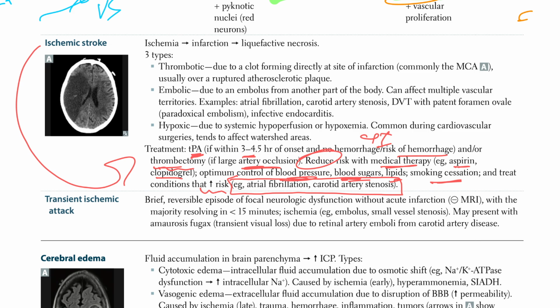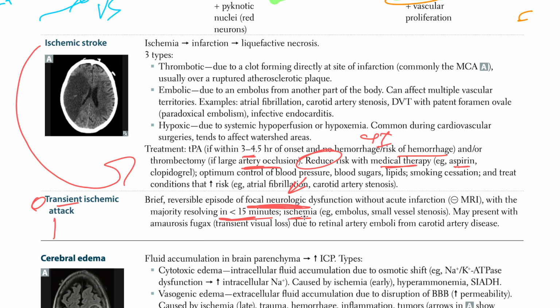What else might we see here? Then the next topic would be TIA, transient ischemic attack. TIA is, as the name suggests, transient: brief, reversible episodes of focal neurological deficits. There's a focal deficit without acute infarction, meaning there is no acute infarction, so you will not see a thing on MRI. MRI is normal, negative MRI, with the majority resolving in less than 15 minutes. So they have a focal neurological deficit and you're like, what's going on? But that fixes within 15 minutes. Okay, but the question is why does it happen?